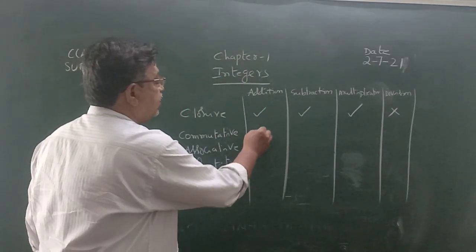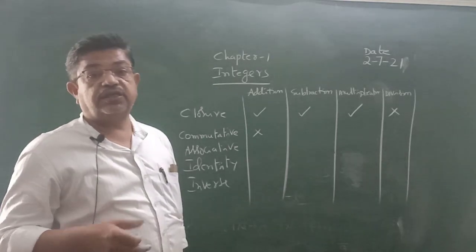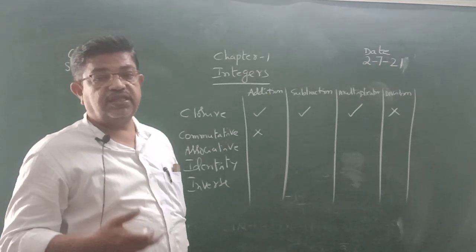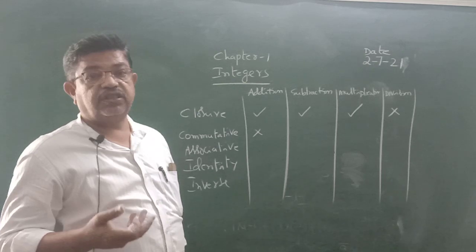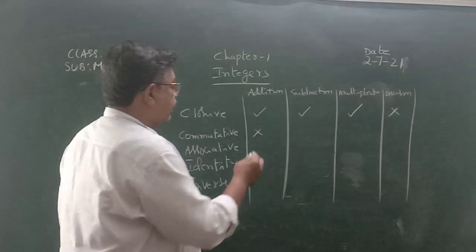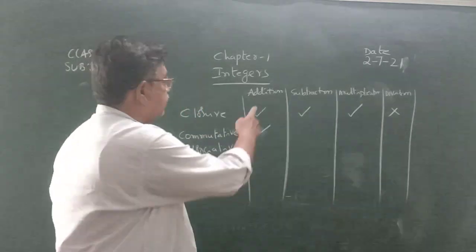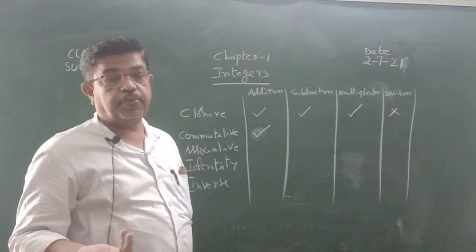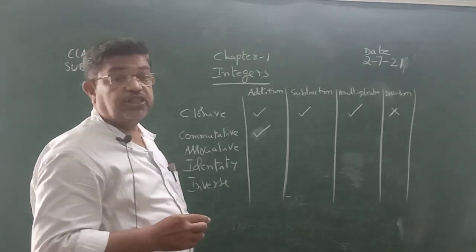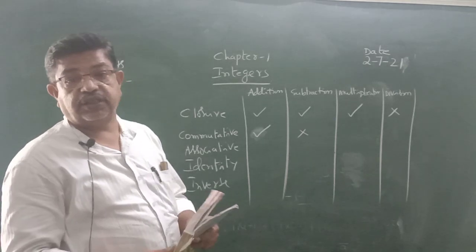The sum of two integers in any order, a plus b equals b plus a. Integers have commutative property under addition. Next, the difference of two integers: a minus b is not equal to b minus a. Integers do not have commutative property under subtraction.